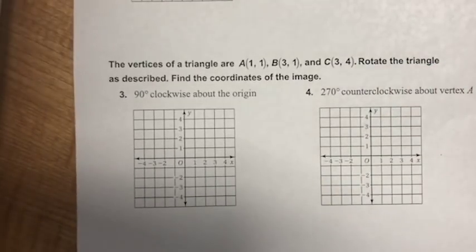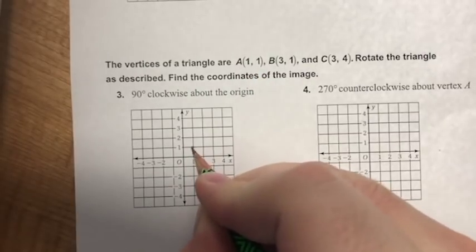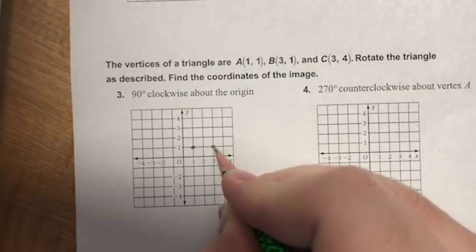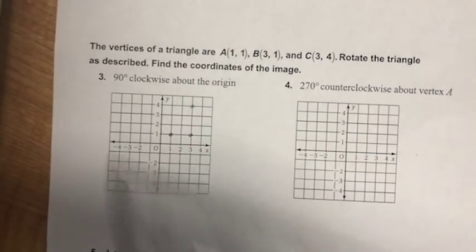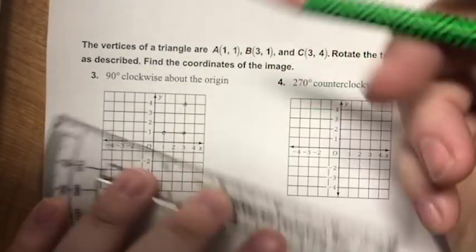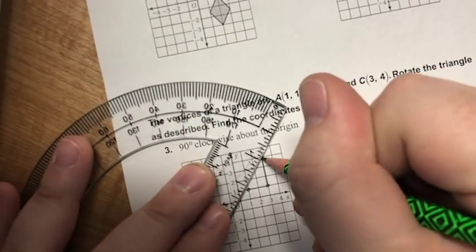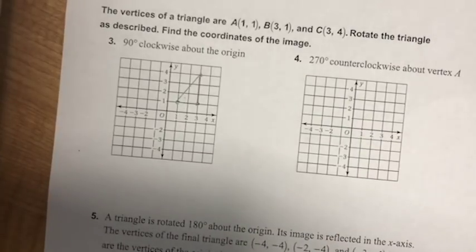It says the vertices of a triangle are (1, 1), so I want to plot that. (3, 1), so plot that, and (3, 4), plot that. And so now I have my vertices, not my edges, but my points, and now I can draw my triangle all the way, and it looks like that. Now, the problem tells me that I need to rotate the triangle as described.